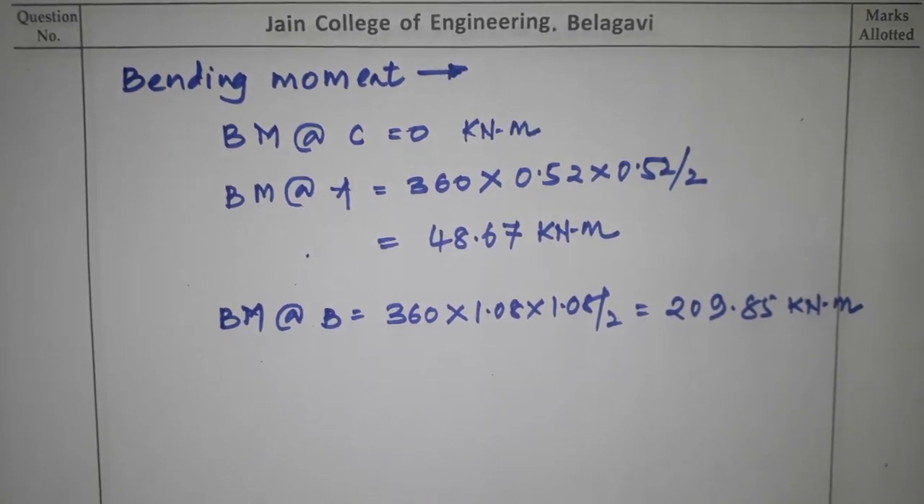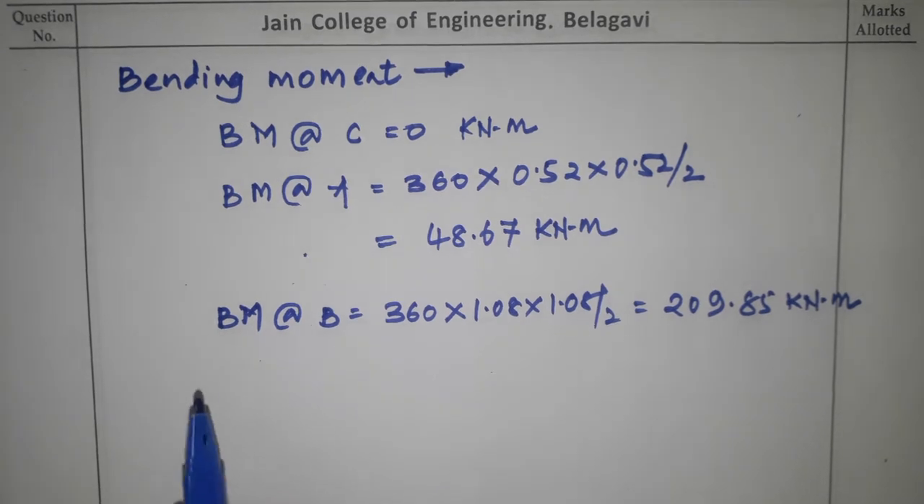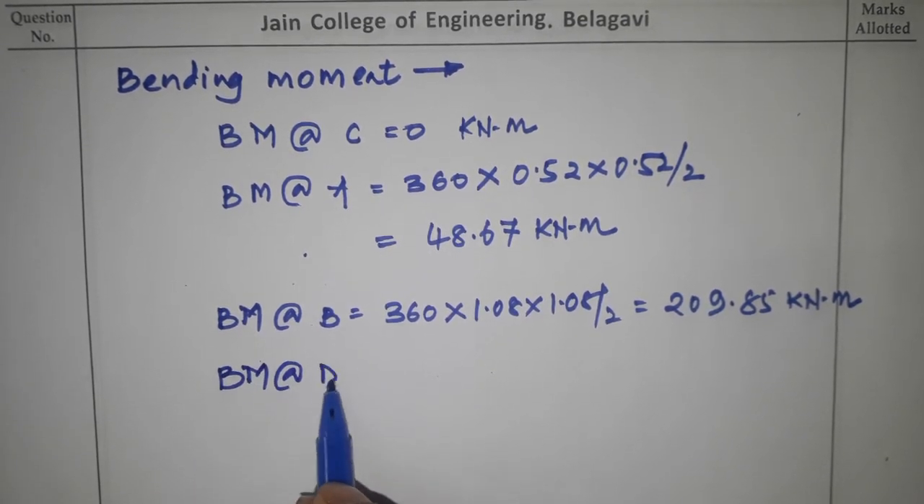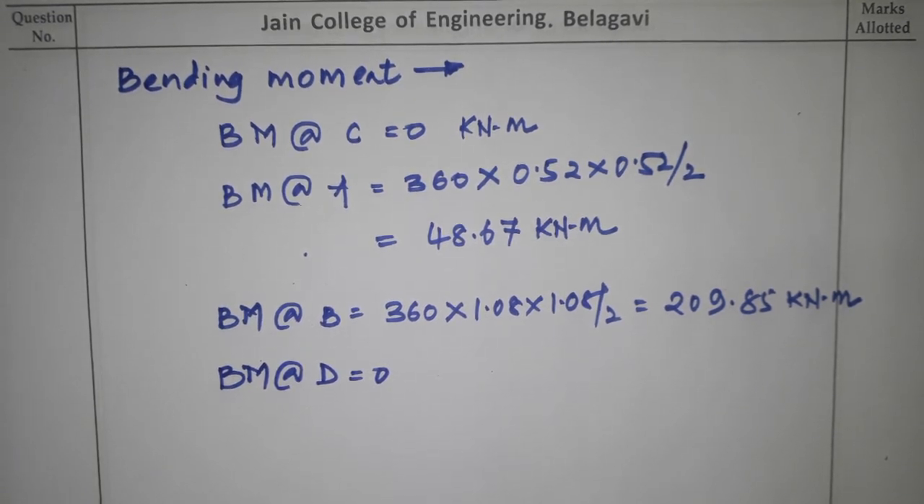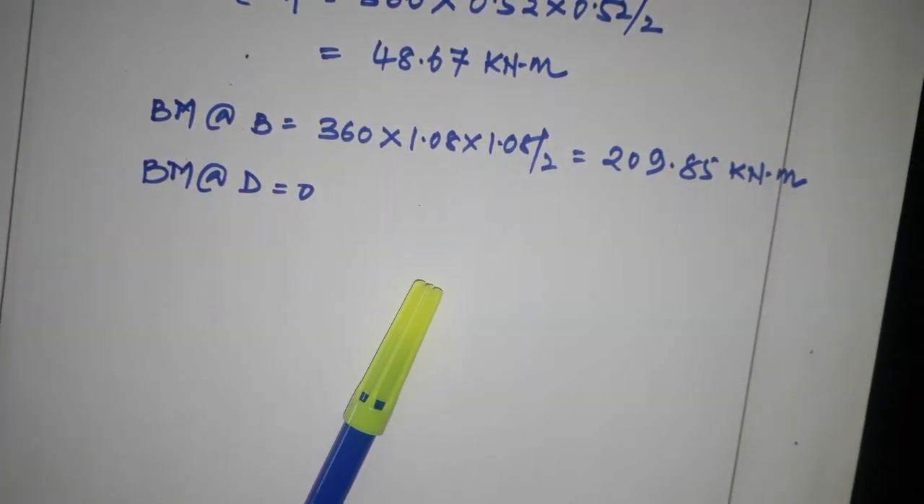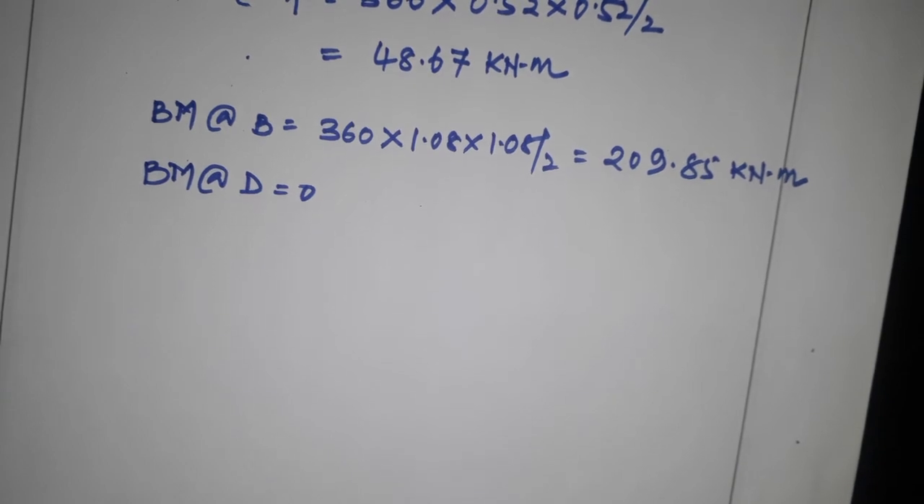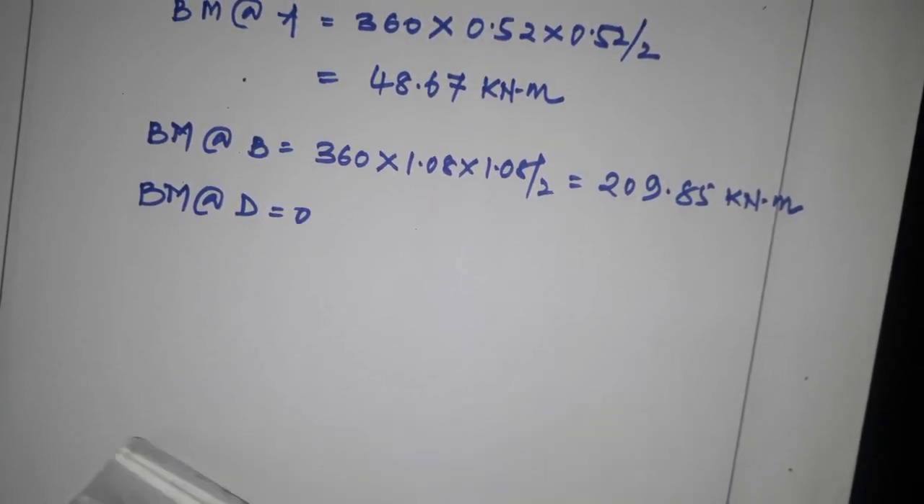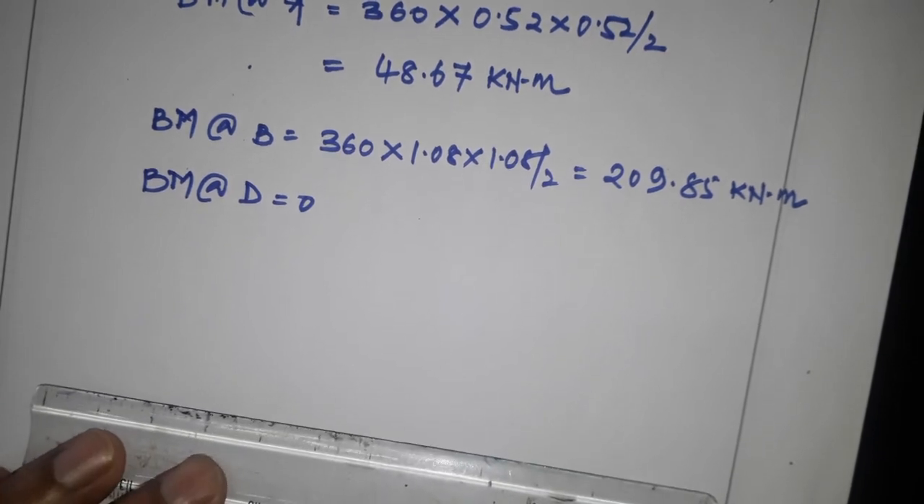Then again the bending moment at D is equal to 0. Bending moment at D is equal to 0. So we will draw the shear force and bending moment diagrams with respect to this calculation. Okay, we will draw the bending moment and shear force diagrams. First of all, the shear force diagram.